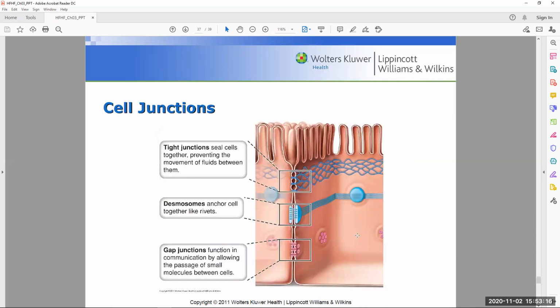Cell junctions. This is an adaptation of the cell in terms of providing a cutoff, or an ability to actually join to other cells as well, not only as a cutoff mechanism. And these consist of tight junctions, desmosomes, and gap junctions. The desmosomes, they anchor the cells together like rivets. The tight junctions, they seal the cells together, preventing movement of fluids between them. So that's how they cut off things from passing. Whereas the gap junctions, they function in communicating by allowing small molecules to pass through them.